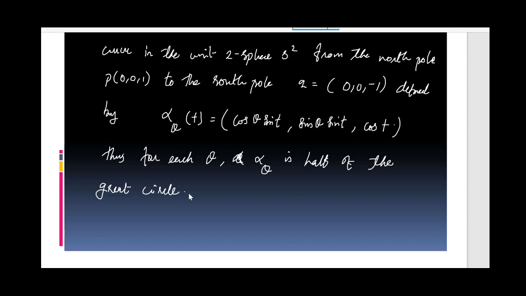So great circle we have already discussed. It is the largest circle we can consider in a sphere. So I should consider a sphere over here. Now suppose this is a sphere. Now you have got your axis, one axis. So I'm taking here another one, and this one, the next one.